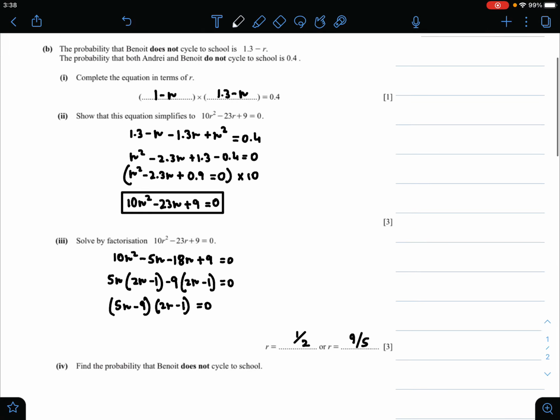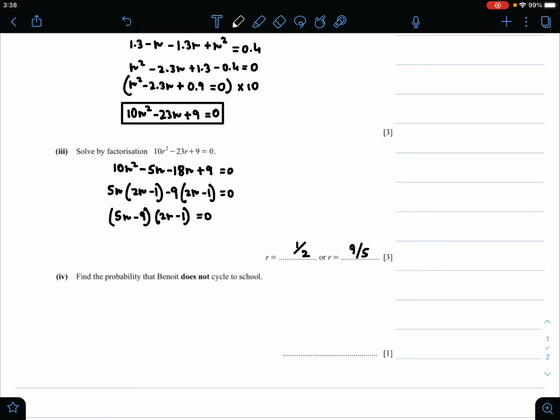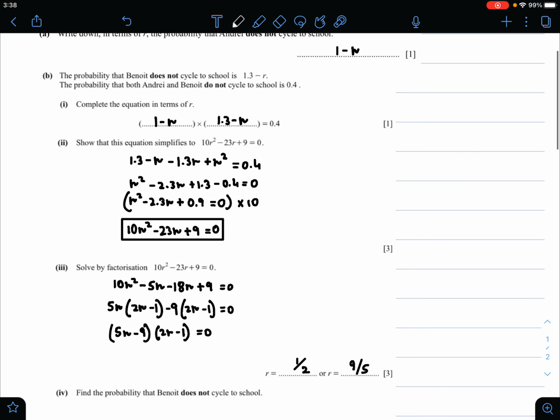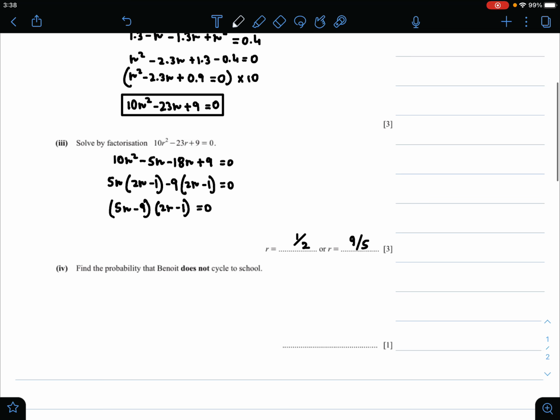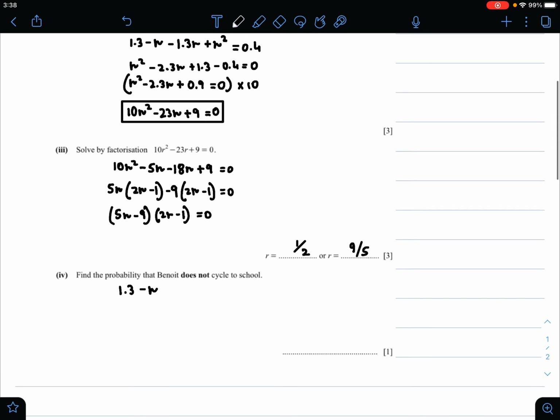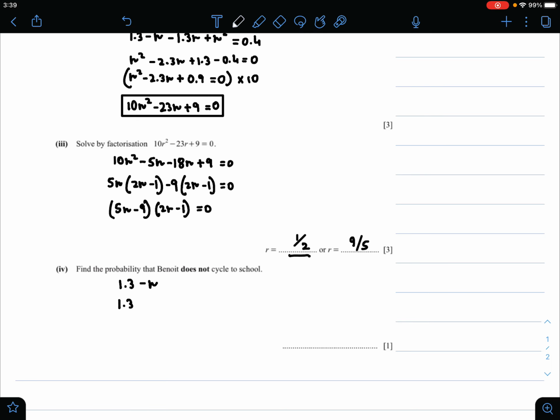Now, for B part 4, they are asking us to find the probability that Benoit does not cycle to school. So the probability that they told us that Benoit does not cycle to school is 1.3 minus R. So since probability can't be negative, we cannot use the value of R that is 9 by 5. Because if we do 1.3 minus 9 divided by 5, we would get our answer as negative half. Therefore we have to use the R value as half. That is the other R value that we got right here.